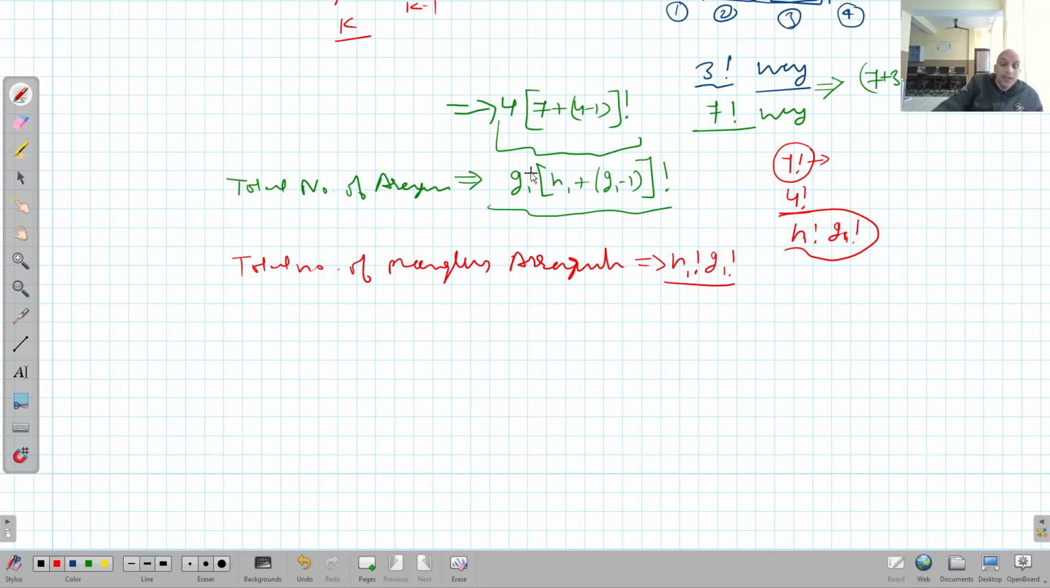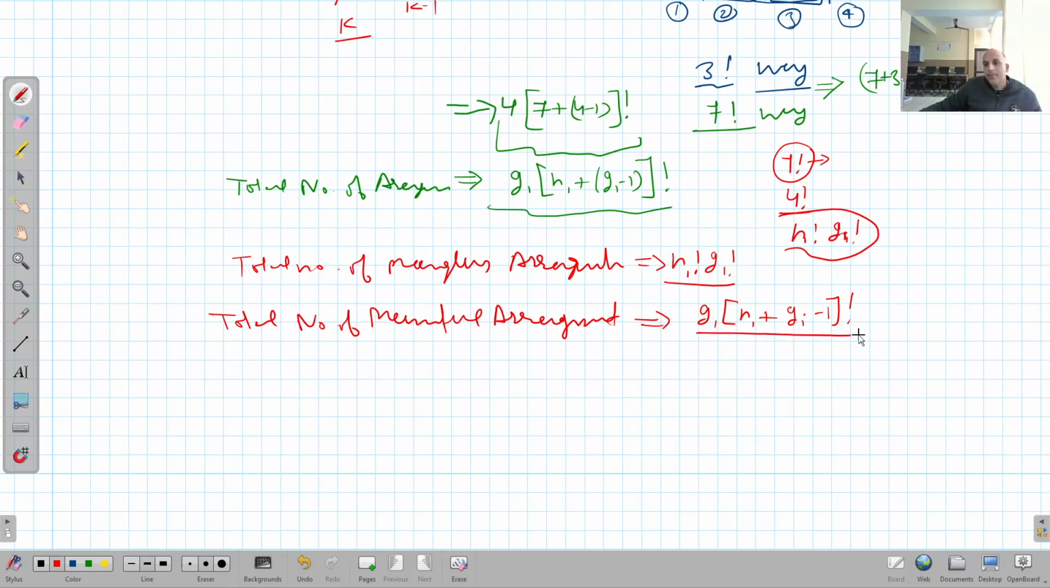So now I'm going to write down the total number of meaningful arrangements. That is equal to, we know the total arrangements, that is G1 into N1 plus G1 minus 1 factorial, divided by the meaningless arrangements, N1 factorial into G1 factorial. Clear? So this is the case of the first compartment, right?